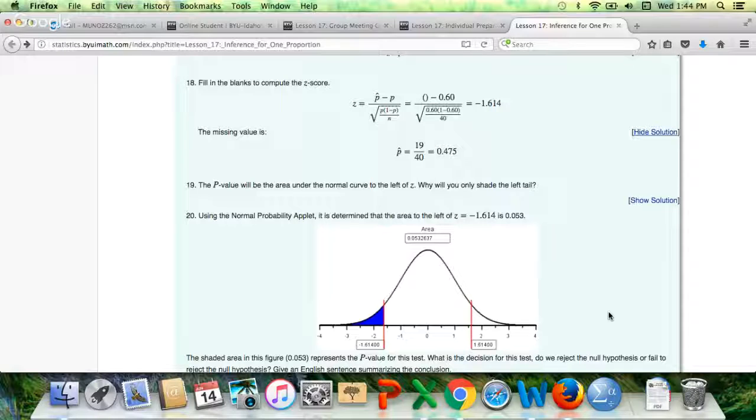Do you notice that we're doing the exact same problem, except our numbers are a little bit different? But our hypothesis, our p-value, and our p-hat are the same. Yeah, uh-huh.